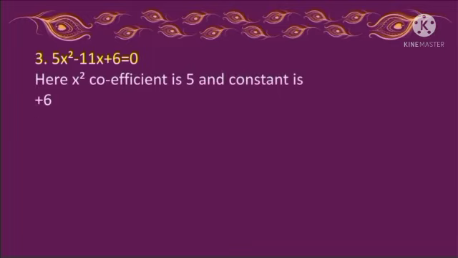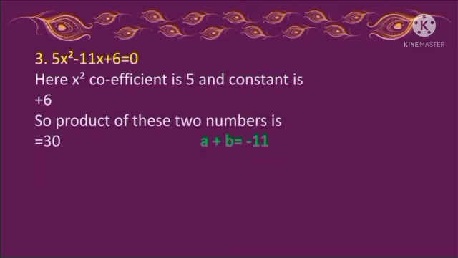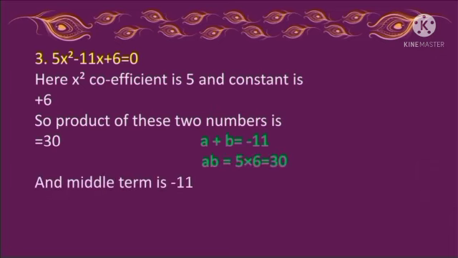5x square minus 11x plus 6 is equal to 0. Here the x square coefficient is 5, so concentrate. The x square coefficient is 5 and the constant is plus 6, so the product of these two numbers is 30, 5 into 6. The middle term is minus 11. If you add, it should give the middle term, and if you multiply, it should be 30. So 5x square minus 11x plus 6 is equal to 0.